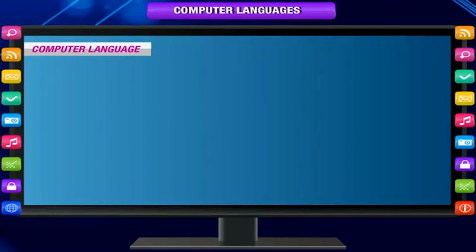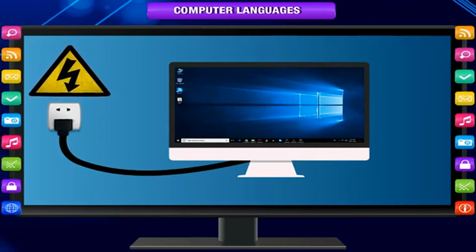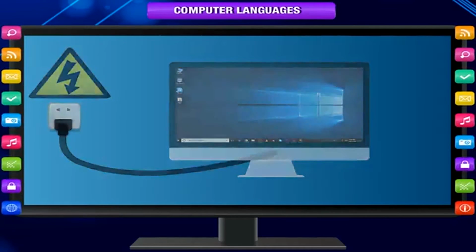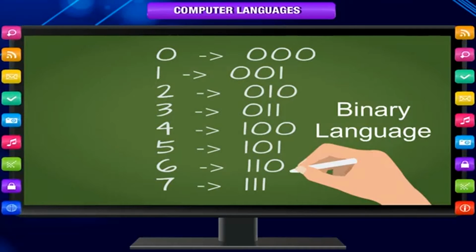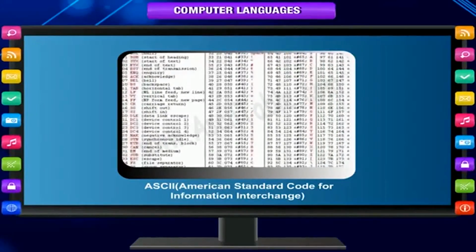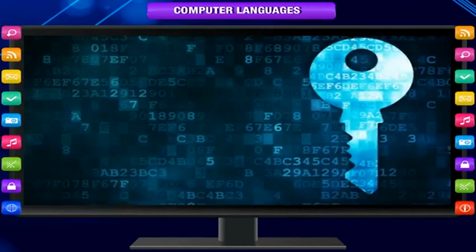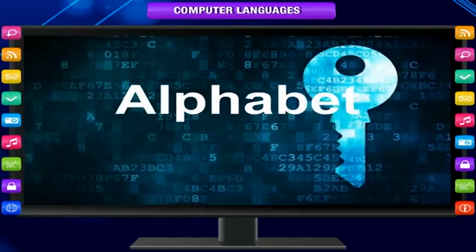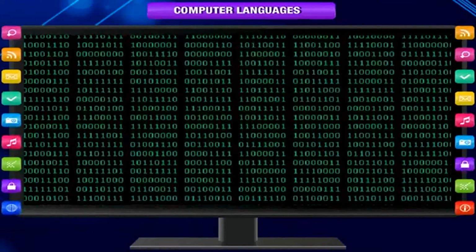Computer language. As you know, computer is a machine that works on electricity. Depending upon the two states of electricity, presence or absence of electrical pulse, a computer can understand only binary language, that is the language of zeros and ones. We use ASCII, American Standard Code for Information Interchange, codes, made up of binary digits to represent alphabet and decimal numbers inside the computer. Binary language is also known as machine language.